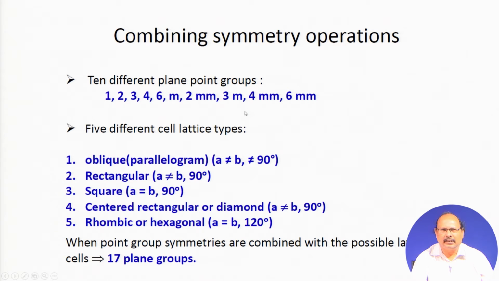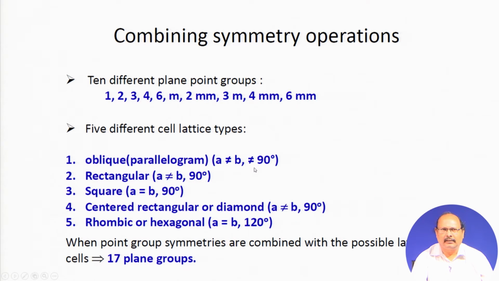And the nature of translation in two dimensions, and their unit cell lengths and the angle between the two directions, result in 5 different types of lattices. And what are these 5 different types of lattices? We call number 1 the oblique or parallelogram type of lattice. And how is this generated? This is generated when A is not equal to B and the angle between A and B is not equal to 90 degrees.